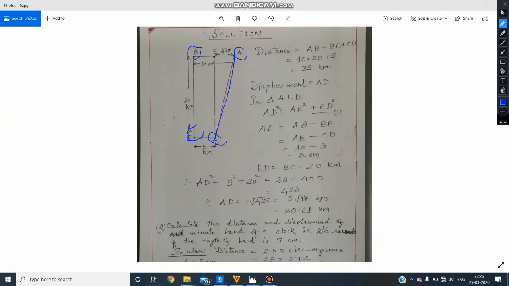help of Pythagoras theorem. You have to just imagine the extension of line D to E, then this right angle triangle AED you will refer. You will calculate the value of AE, which by mathematical method you can see its value comes to be 5 kilometer. The value of ED, which is equal to BC, will be equal to 20 kilometer, and then using Pythagoras theorem, the value of AD comes to be equal to 20.61 kilometer.